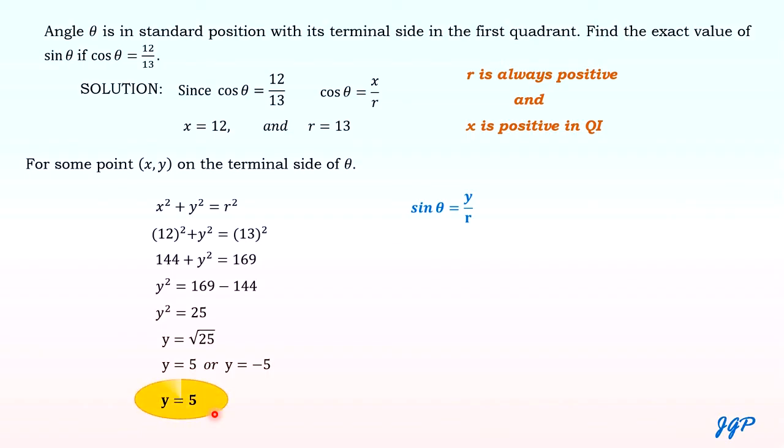And so we have now the value of y, meaning we can now find the value of this sine theta. By replacing y by 5 and replacing r by 13. So we have now sine theta is equal to 5 over 13. So that is the value of our sine theta.